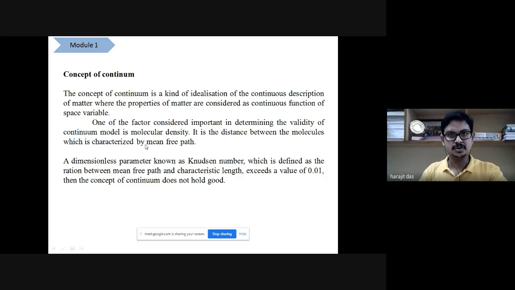So this molecular density is characterized by mean free path. It is denoted by lambda. And when the Knudsen number crosses 0.01, then the concept of continuum does not hold good. So these two things are very important for objective questions.